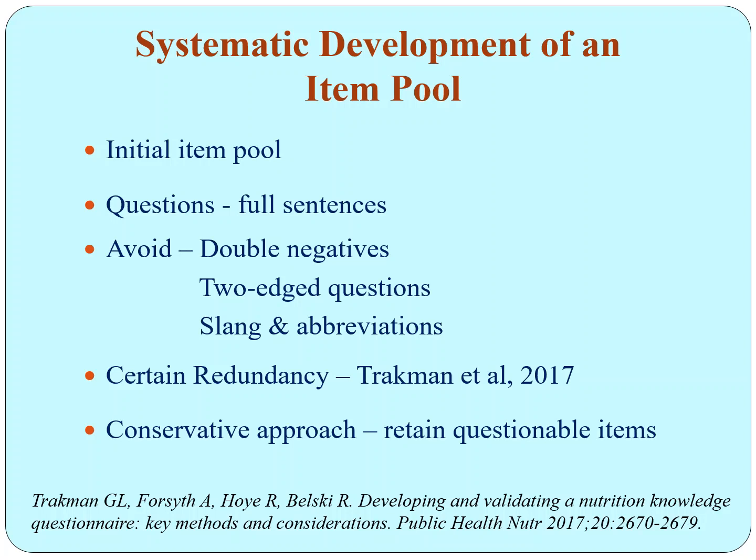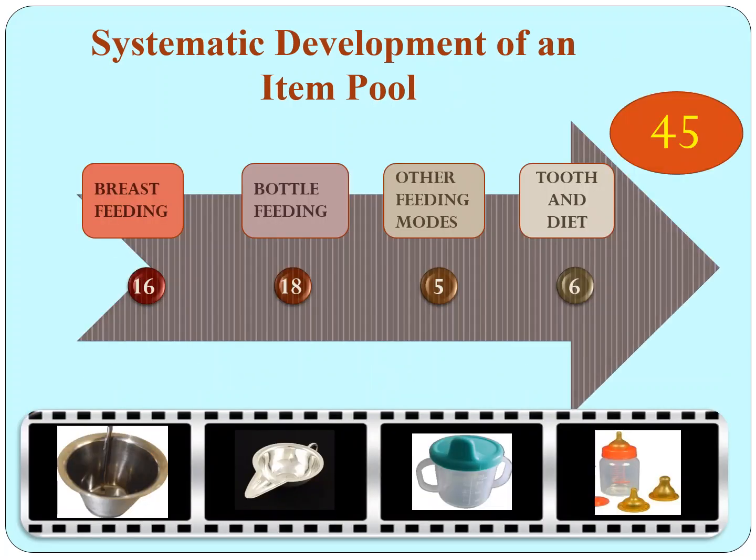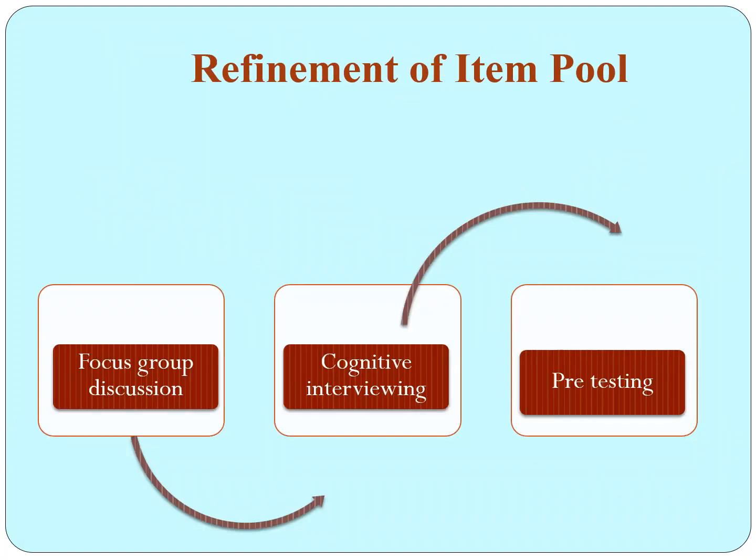In 2017, certain redundancy was followed at this stage to retain questionable items which can be later removed in the process of development. So these were the number of items which were developed, which were 16, 18, 5 and 6 in the breastfeeding, bottle feeding, other feeding modes and tooth and diet construct respectively, leading to a total of 45 items. These 45 items were refined through a focus group discussion, cognitive interviewing and pre-testing.